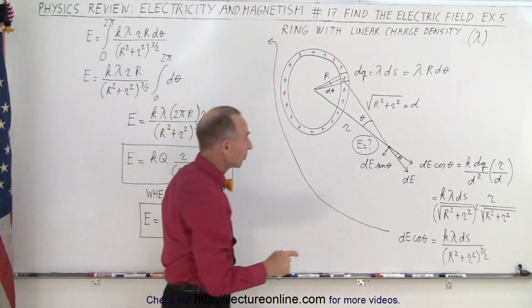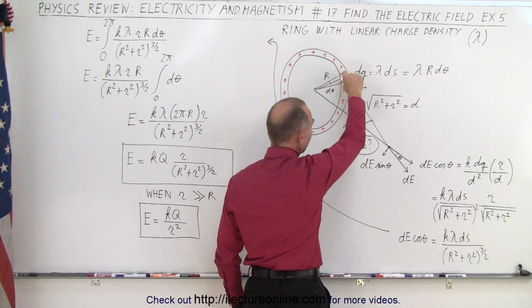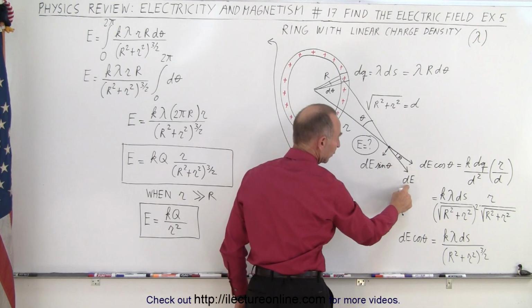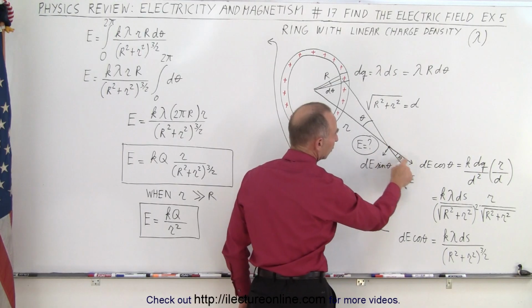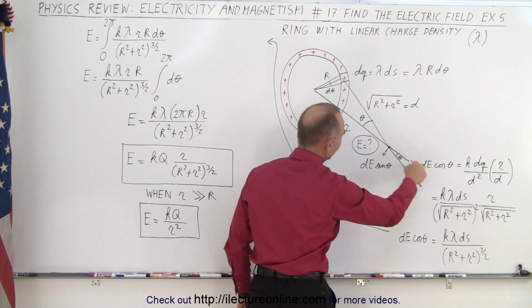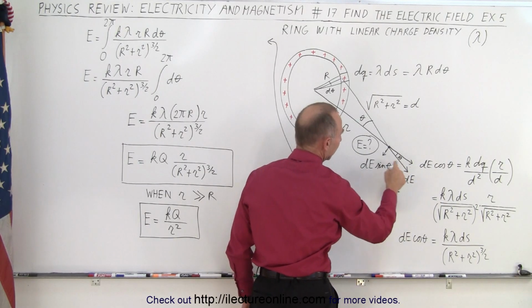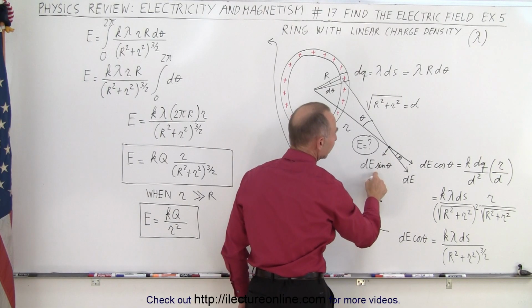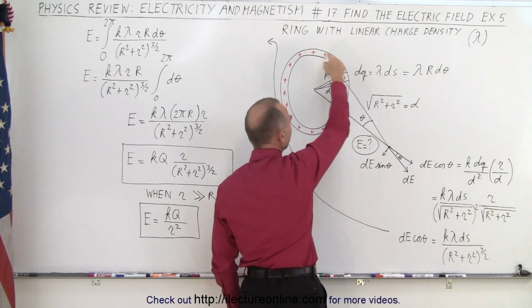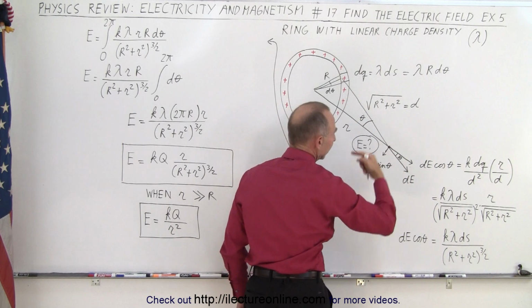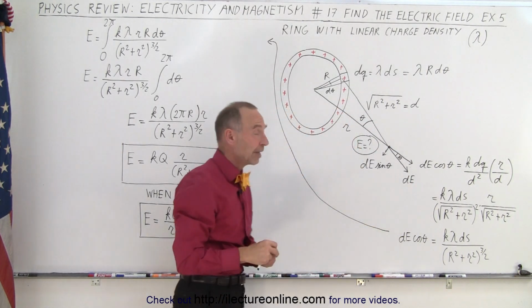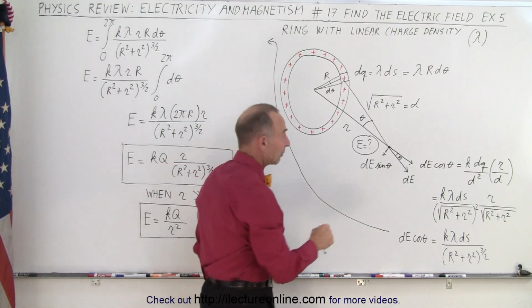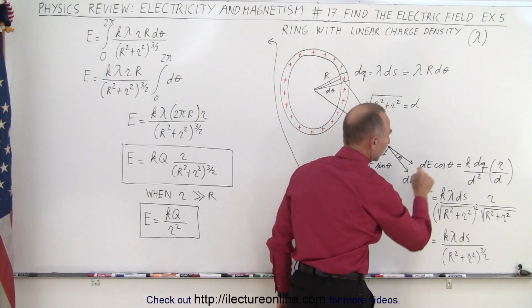And then we realize here that the small contribution of that dq causes a small amount of electric field, let's call it dE. But we're not interested in dE. We're interested in the electric field along the axis, which would be dE cosine theta. Here we have the component dE sine theta, which will cancel out as we integrate all the way around the circle, 360 degrees. So we only have a surviving component of dE cosine theta.